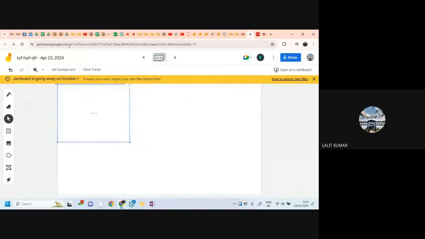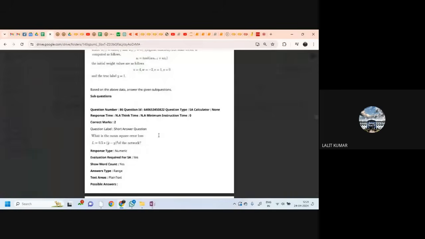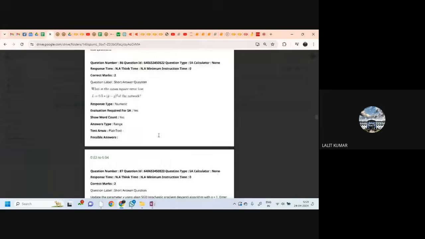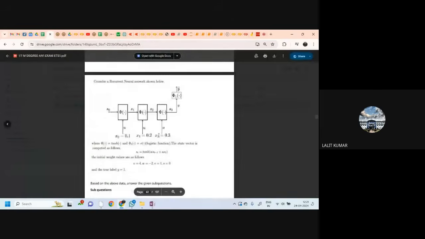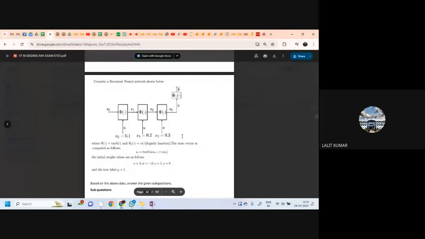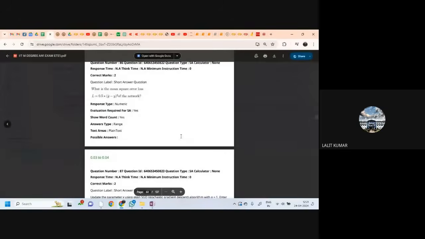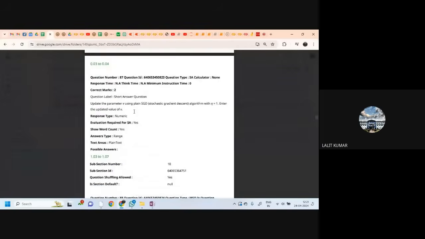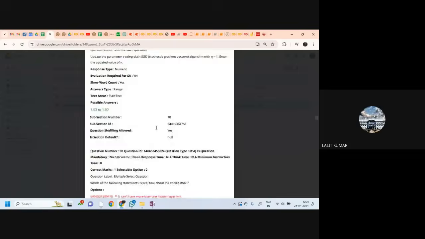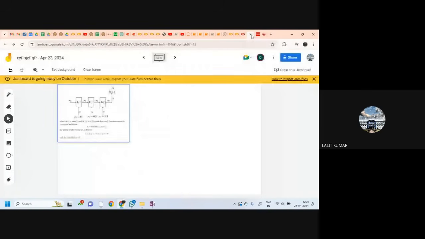In the meantime, let's see the questions. What is the mean square error loss? They have given MSE, we will calculate that. And they have given the output. What is the value of y? y is equal to 1. So we have to calculate, then what is the loss? Update the parameter using the plain SGD algorithm with learning rate 1. Enter the updated value of v, we will calculate that, no problem. The output function is logistic. So we calculate this.